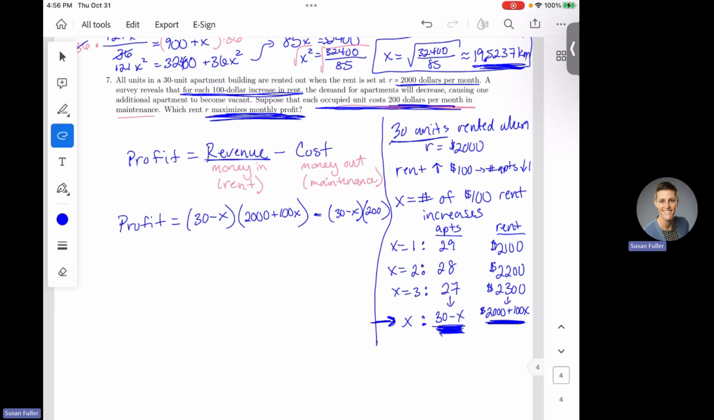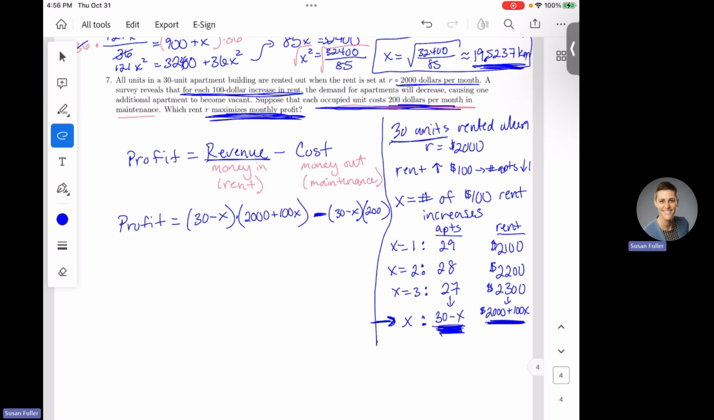And that's my profit. It's money in minus money out. This is my profit equation. This is what I'm trying to maximize. So now we have to take the derivative of this. So to take the derivative of this, you have options.